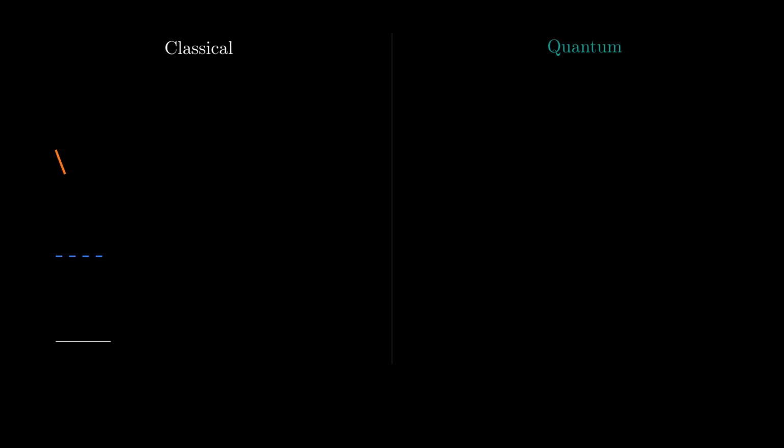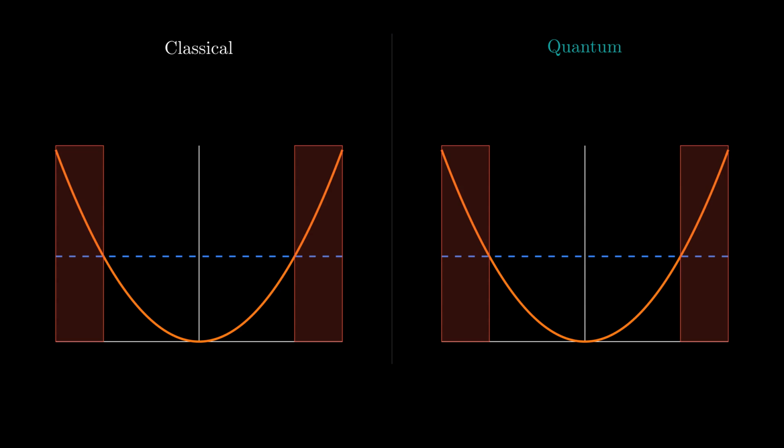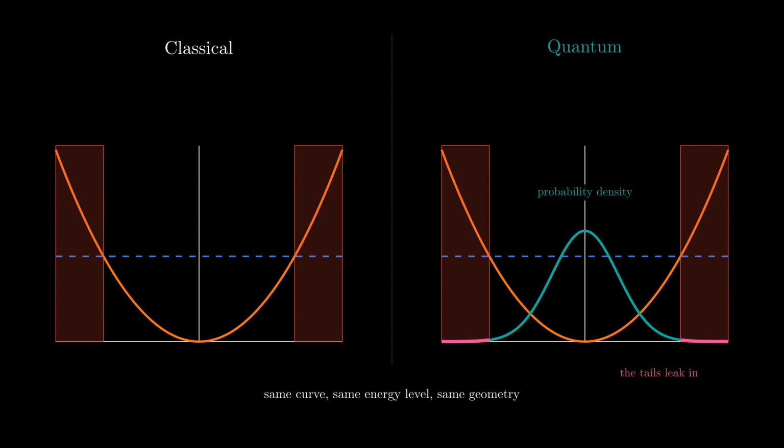One footnote from the frontier. In quantum mechanics, energy diagrams for quantum systems look remarkably similar. A potential curve, an energy level, the same geometry, but there is a very small probability that a quantum object can be found inside a classically forbidden region. A classical object never crosses that line. A quantum one occasionally does. The forbidden region is forbidden, classically.